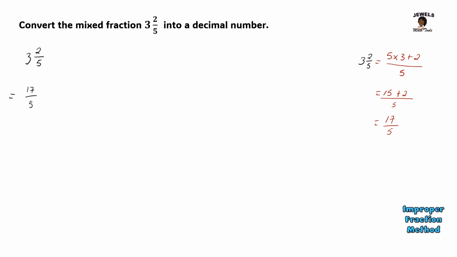So now that we have converted our mixed fraction into an improper fraction, we're now going to change this into a decimal number by simply dividing our denominator into our numerator. And as always, in going through my division, I will be going through the first step of dividing 5 into 1, which will be 0. 0 times 5 is equal to 0, and 1 minus 0 is equal to 1. We will then bring down our 7, changing our 1 into 17. 5 will divide into 17 3 times. 3 times 5 is 15. 17 minus 15 gives us a difference of 2.